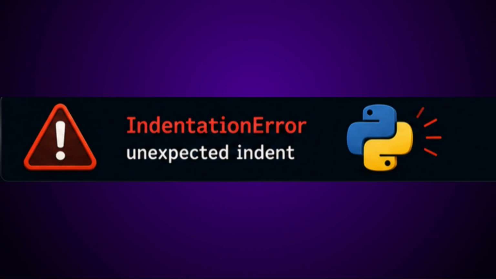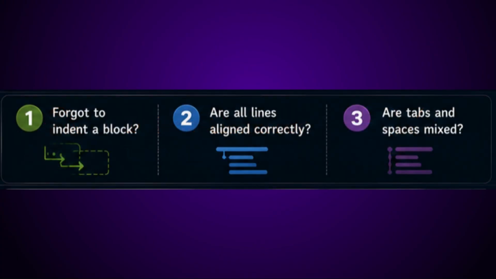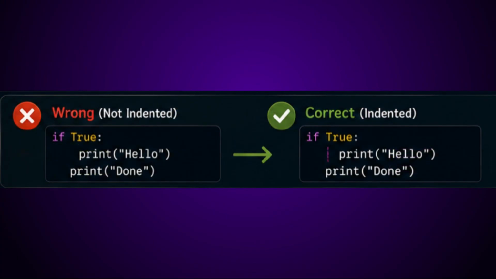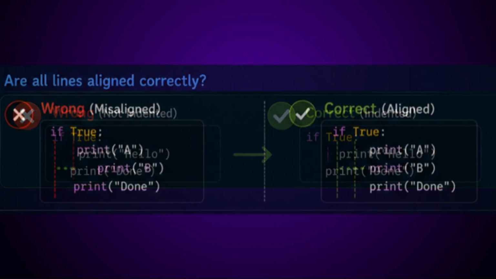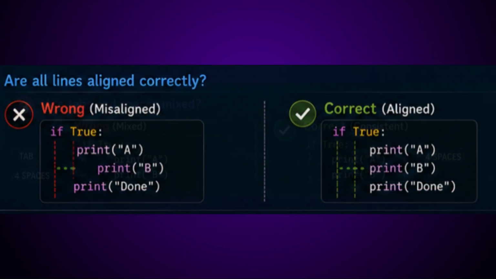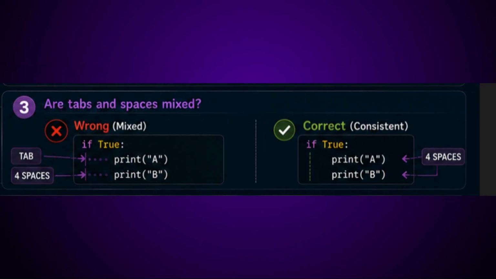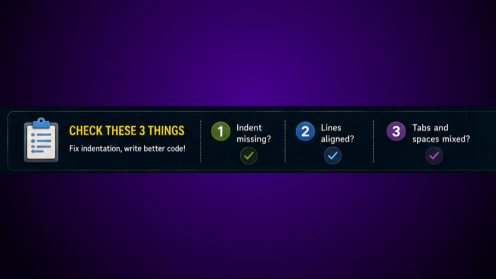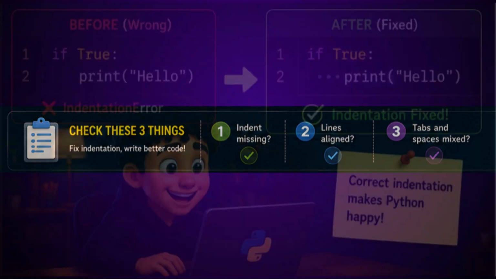If you see an indentation error, check three things. First, did you forget to indent a code block? Second, are all lines aligned correctly? And third, are tabs and spaces being mixed?